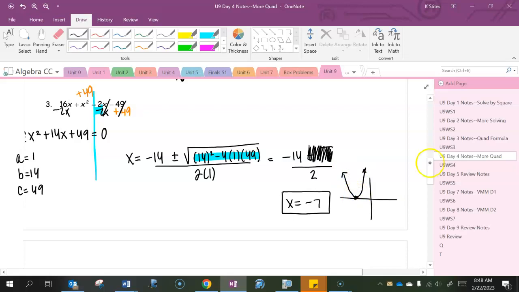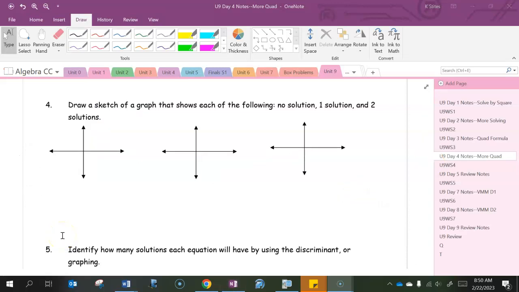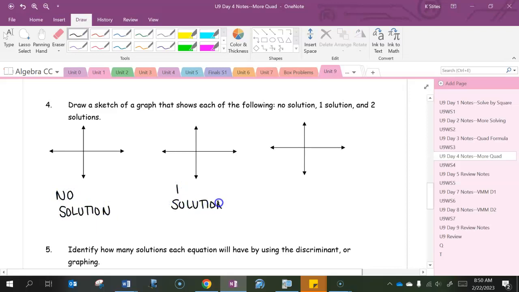All right, so now we're going to draw a sketch of a graph that shows each of the following. We're going to do no solution, one solution, and two solutions. And it's easiest to just do this compared to the x-axis. So let's go ahead, you're going to draw a line at your x-axis. Okay, so no solution would mean we're not hitting the x-axis at all. One solution means we're hitting our x-axis just once. Go ahead, put one dot. And two solutions, we would be hitting our x-axis 2 times.